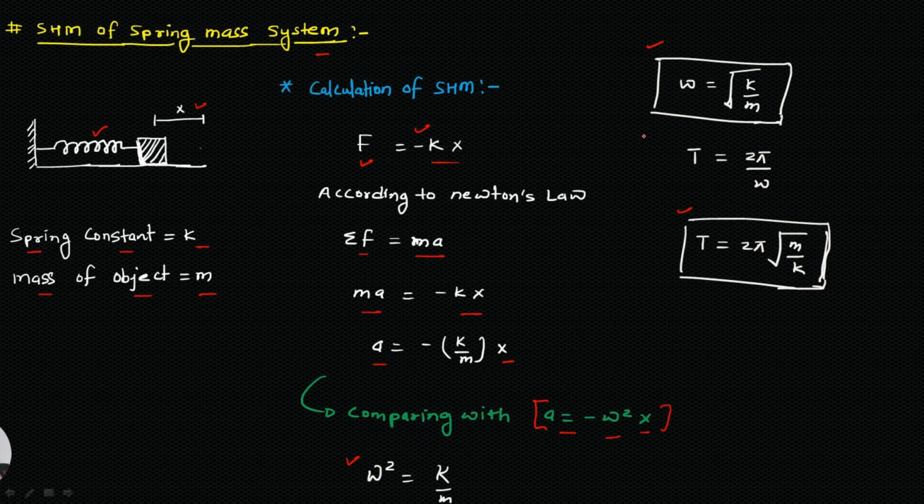Now as we know, time period T is equal to 2 pi divided by omega. If we substitute the value of omega, we can calculate the time period, and that will be 2 pi root m by k. So this is how we can calculate the time period of SHM of the spring mass system, and it will be the same way for calculating the time period of a simple pendulum or any other type of SHM.